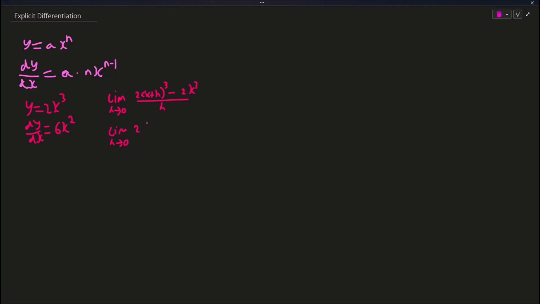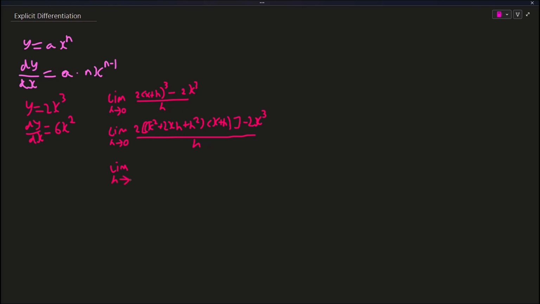So this is going to do x plus h times x plus h. So that's x squared plus 2xh plus h squared. And we still got x plus h. Just breaking it down to make it easier to calculate. Minus 2x cubed, all over h.